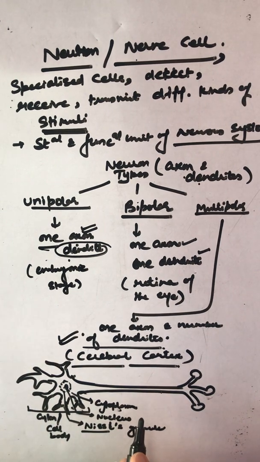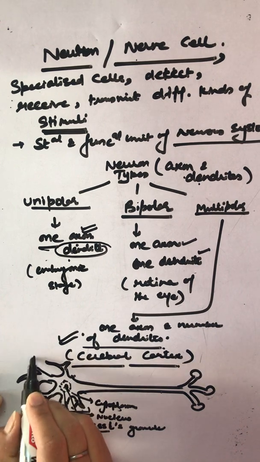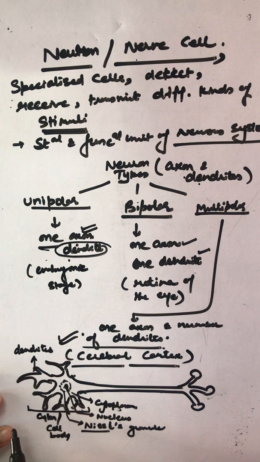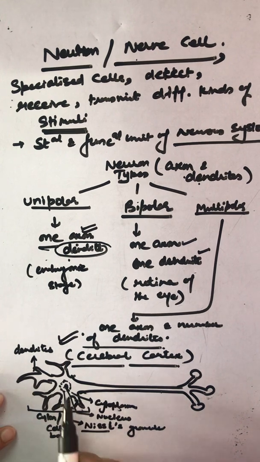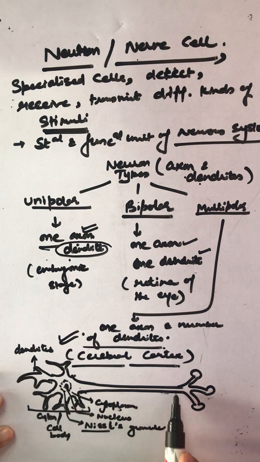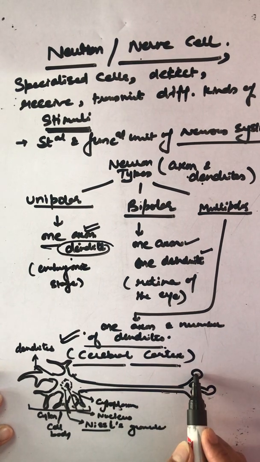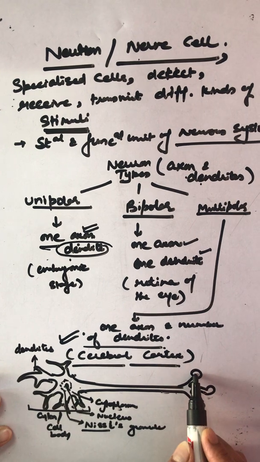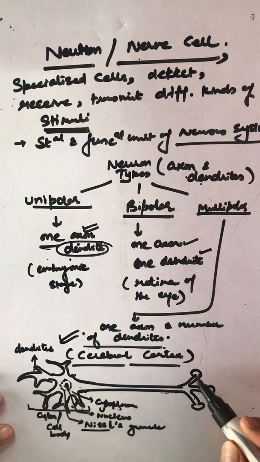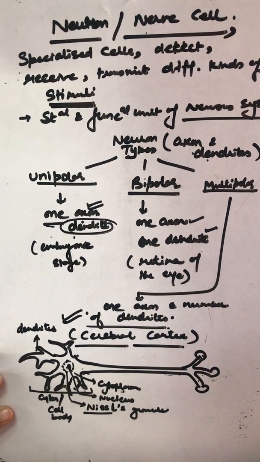Clear? Then we say a number of processes or outgrowths are there. These outgrowths are known as dendrites. Clear? Axon fiber arises from the cell body and is branched at the distal end. Each branch terminates into a knob-like structure called the synaptic knob. It contains synaptic vesicles with a neurotransmitter which will help in transmission of the messages.